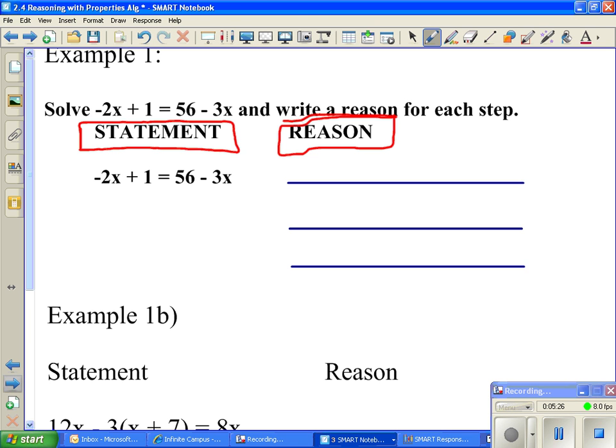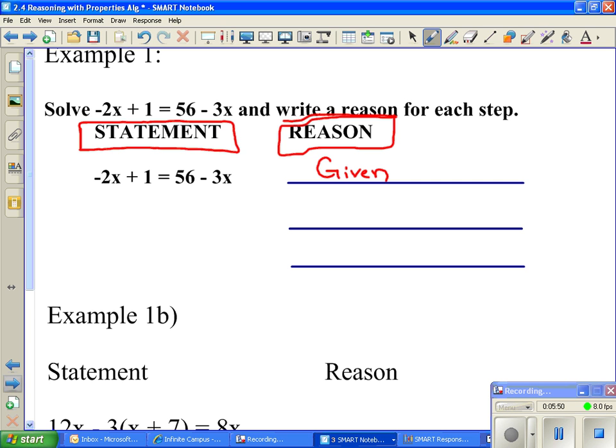Whatever you're given, that's where you start. That is your reason for starting there, because you're given it. And your statement is whatever it is, and this happens to be negative 2x plus 1 equals 56 minus 3x. All right, now using algebra, what would you normally do?